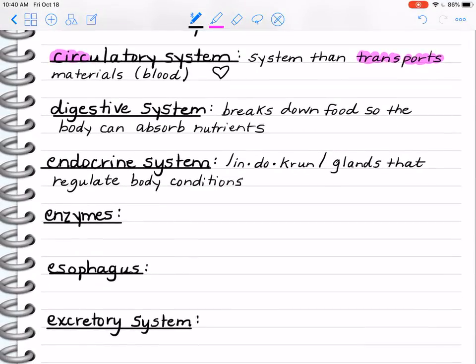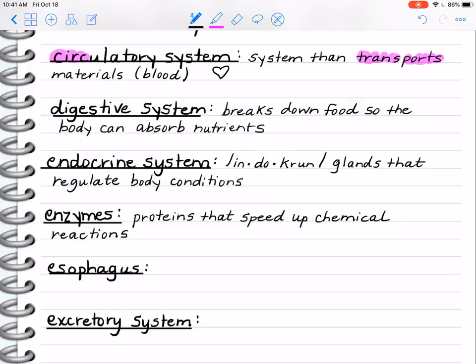And speaking of chemicals, we have to talk about enzymes. Enzymes are proteins that speed up chemical reactions. So let's say you swallow a mouthful of food, or let's say that you swallow a whole plate full of food, your body needs to digest that food. So it releases those proteins, those enzymes, to speed up that digestion. And that's controlled by the endocrine system.